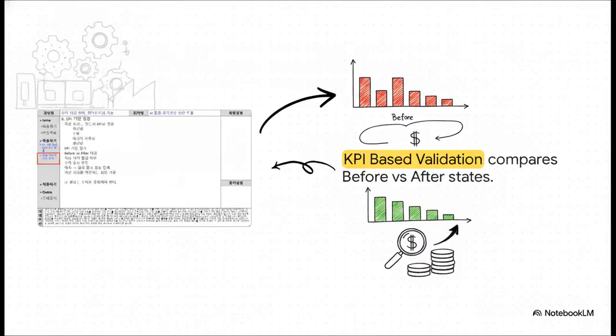And this is where KPI-based validation comes into play. It is all about comparing the before state to the after state, using the exact same metrics. By rigorously comparing our baseline data to the post-implementation results, we objectively prove whether the AI's suggestion actually saved the company money. In this game, the results just have to be proven with numbers.